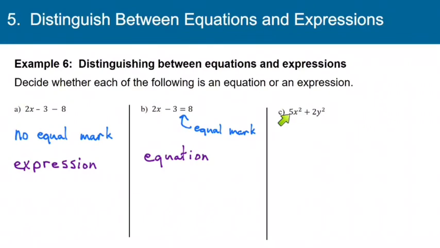And then in part C, we have 5x squared plus 2y squared. There is no equal mark here. And because there's no equal mark, this is simply an expression. And again, it can't be made true or false because we don't know what it equals.